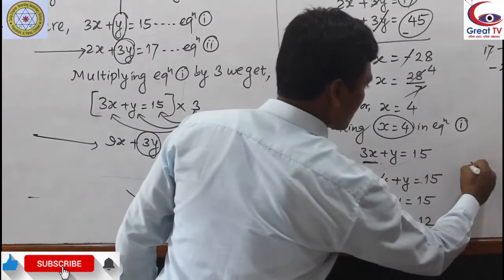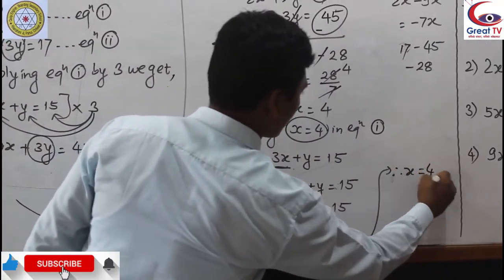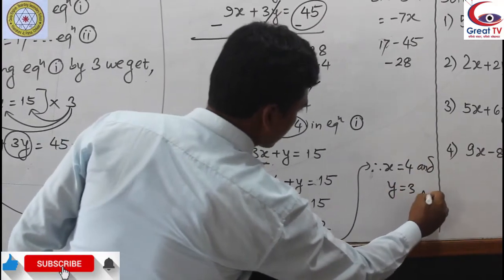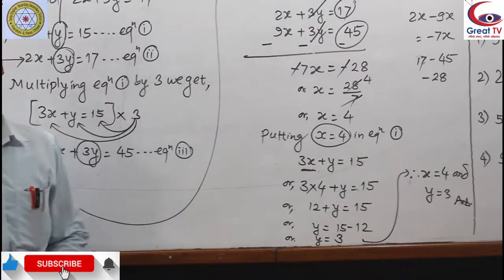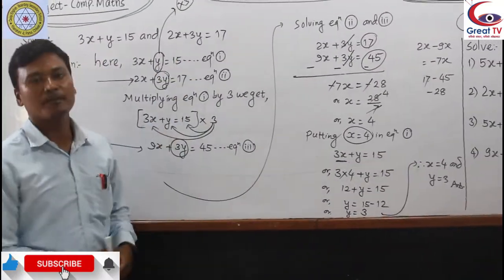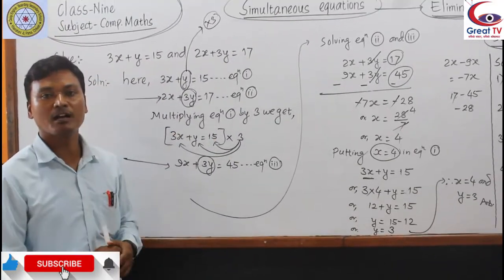And after this, therefore, x equals 4 and y equals 3. Answer. And my listeners, you can check the answer by yourself also. By putting the values of x and y in both equations, if you get both sides equal, then you can say we have got the correct answers.